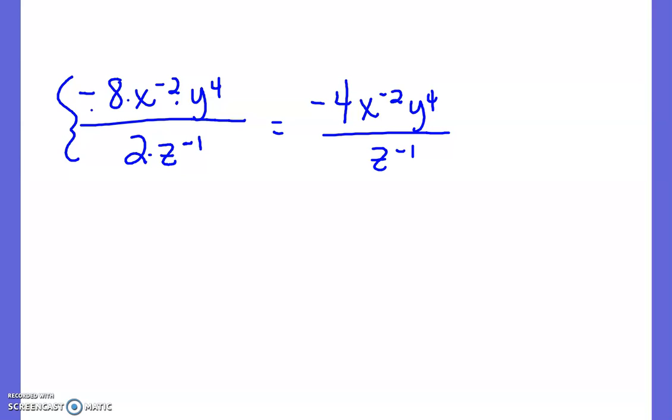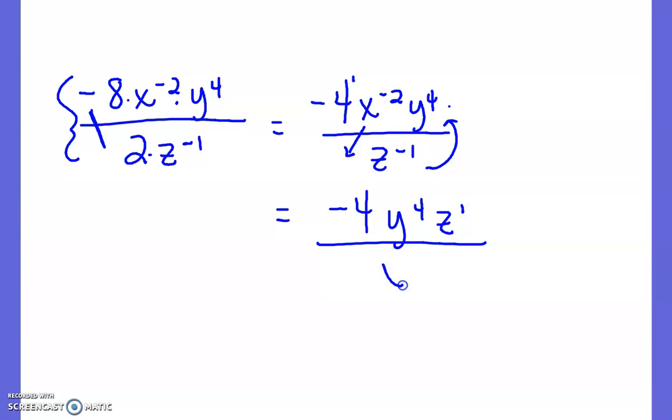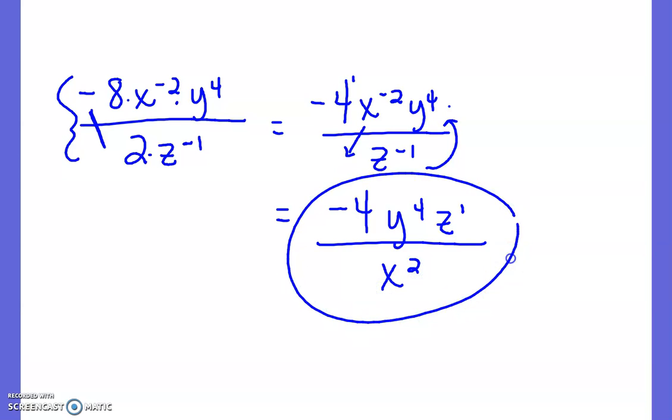Okay, I simplified this and did negative 8 divided by 2 and got negative 4. Now, move your exponents. Negative 4 does not have a negative power. It is technically a 1. Okay, so it stays on top. Y to the fourth is going to stay on top. I'm going to need to move z to the first to the top to make that negative 1 positive, and then I'm going to need to move x to the negative second down to make it a positive 2. And that is our simplified answer because y, z, and x do not belong to each other.